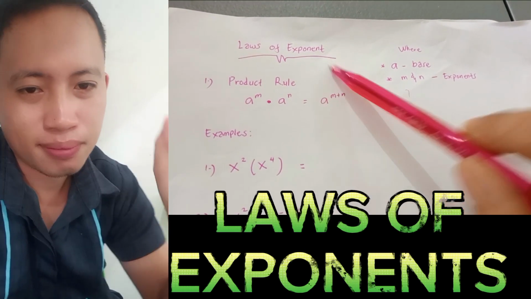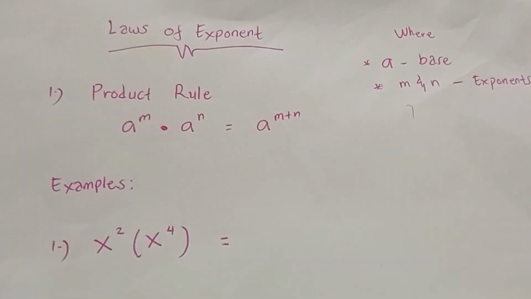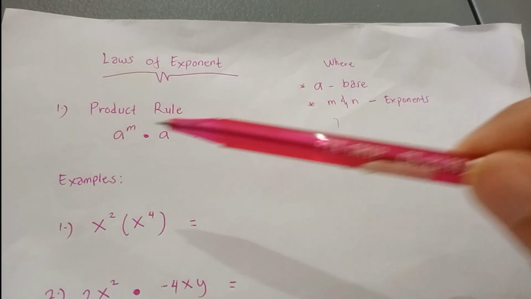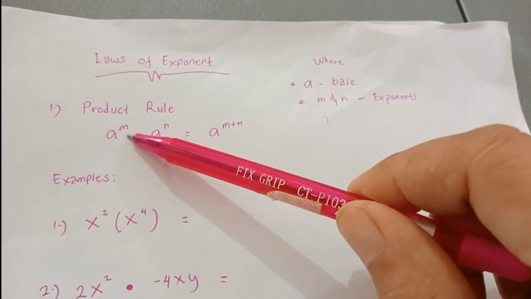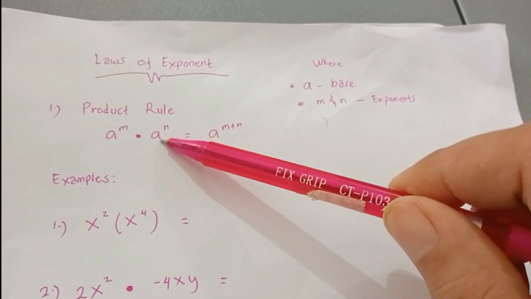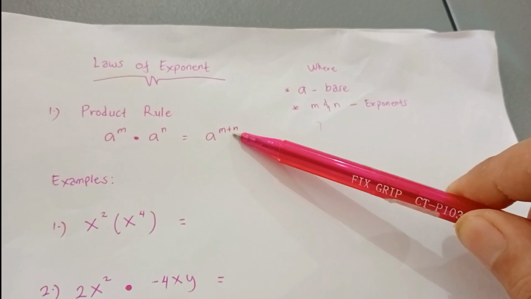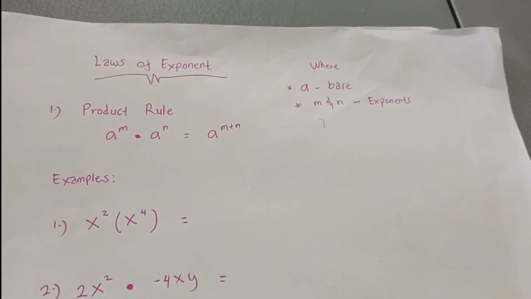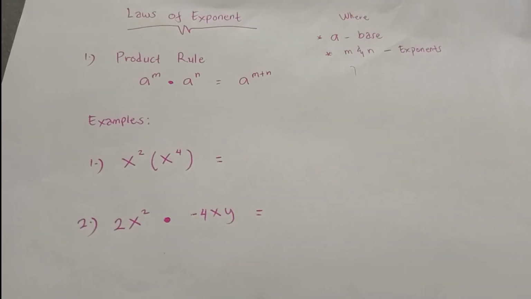Today we'll talk about laws of exponents where A is the base, M and N are known as exponents. Then we have the first rule, the product rule, where A raised to M times A raised to N equals A raised to M plus N. You need to add the exponents. Okay, in order for it to enlighten, let's have some examples.